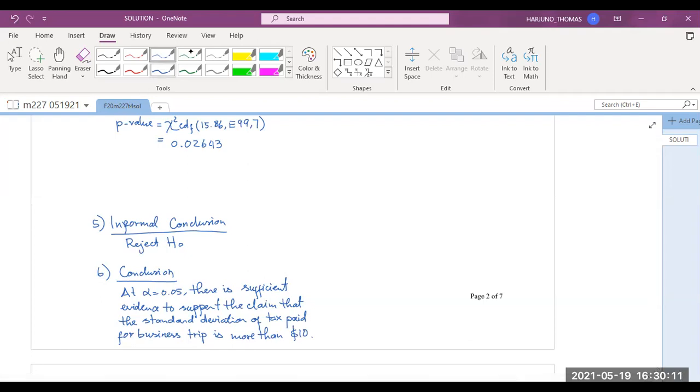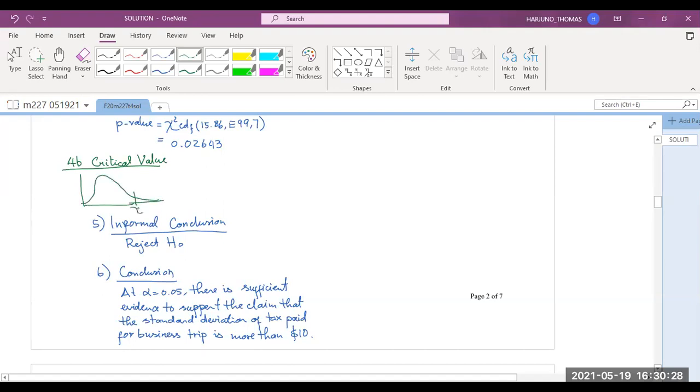Okay, now insert, let me use blue, green, for the critical value. That is, what is the cutoff on the right tail such that the area of that right tail is 5%. So chi-squared critical is inverse chi, area to the right, 0.05, degree of freedom 7.